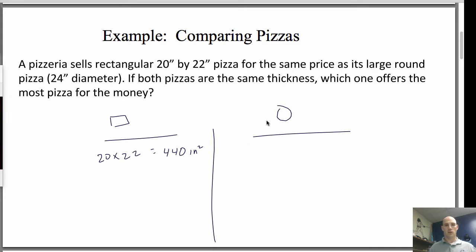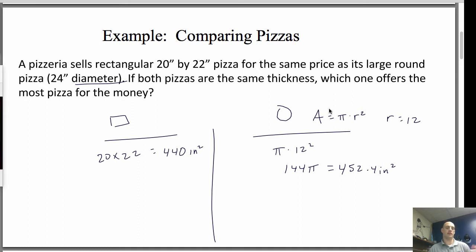For our round pizza, it's a 24-inch diameter, and the area of a circle is pi times radius squared. So my radius would be 12. So I've got pi times 12 squared, which is 144 pi. That's not particularly significant when comparing it to 440, so I can do 144 times pi, which is equal to 452.4 inches squared.